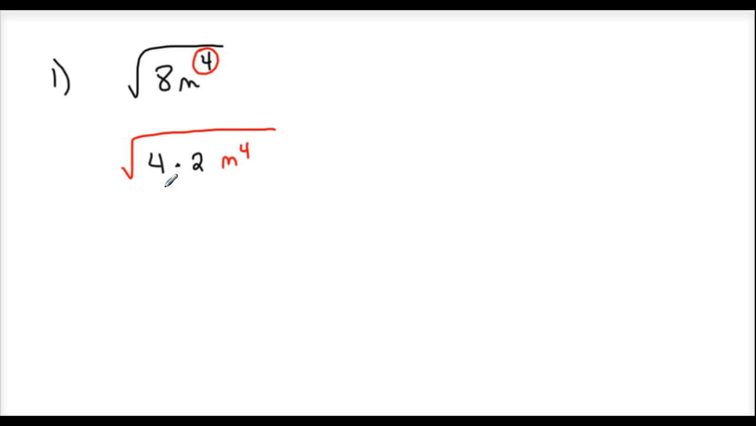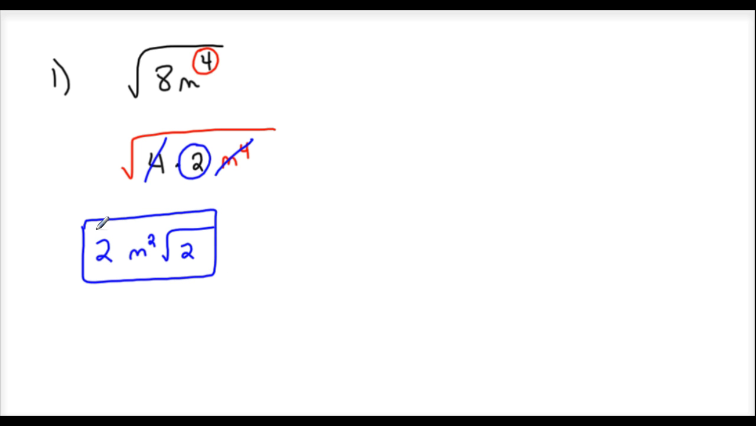So now when I go back and say, okay, now what do I take the square root of? The square root of 4 is 2, and it goes outside the radical sign. The square root of 2 I can't take, so I'm just going to circle it because it's going to stay inside my radical. M to the fourth, nice and easy. Just take half of it. So this becomes m squared, and whatever is left, I keep in my radical. So my answer is 2m squared radical 2.